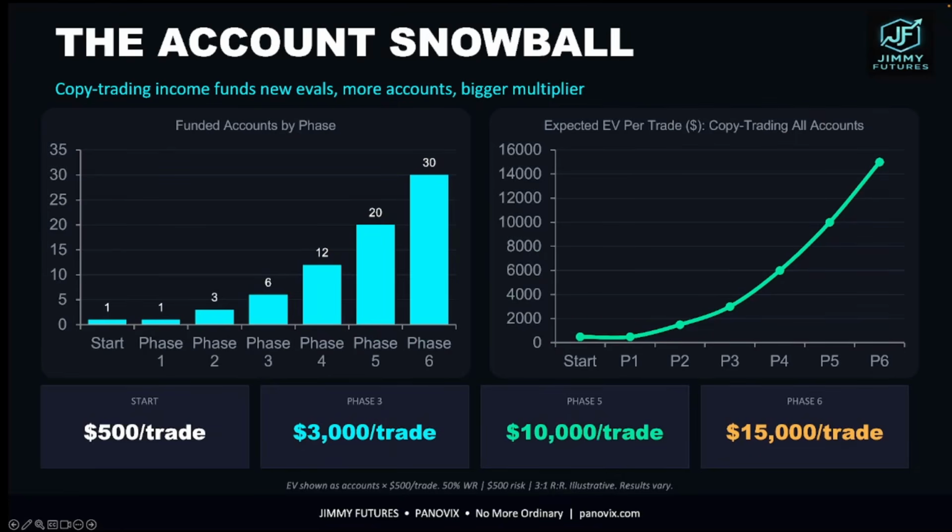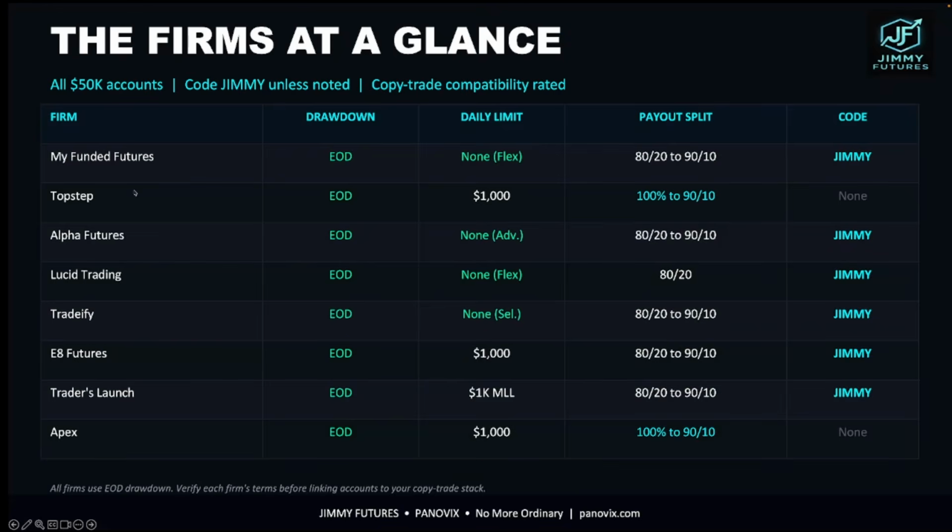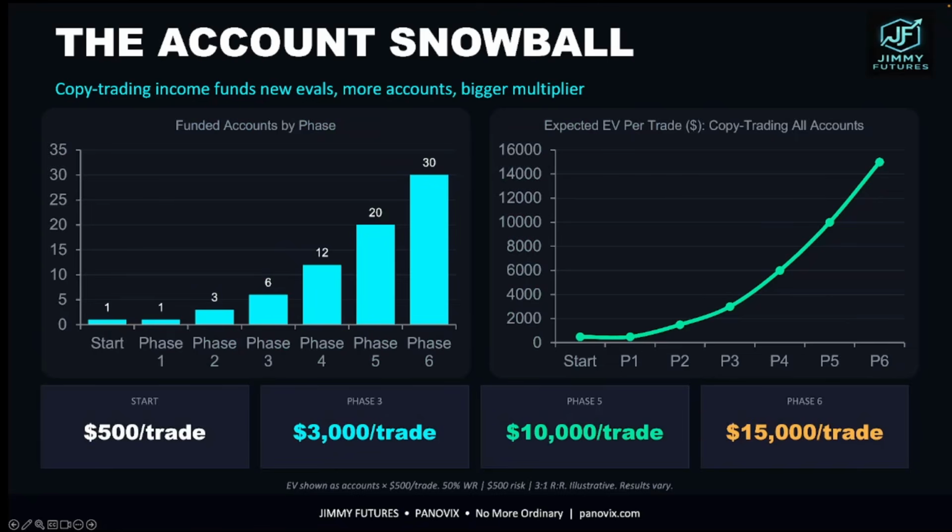The account snowball. So copy trading income funds new evals, more accounts, you get a bigger multiplier. So you start with 1, and phase 1, you're still at 1. Phase 2, you go to 3. Phase 3, you go to 6, so on and so forth, until you scale up.